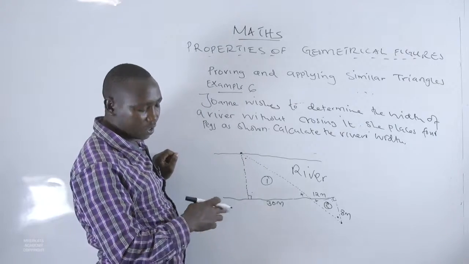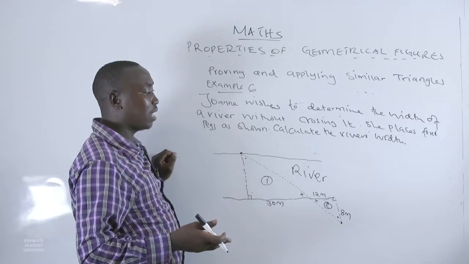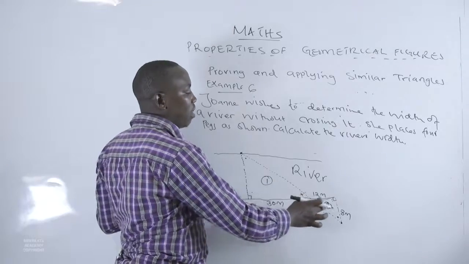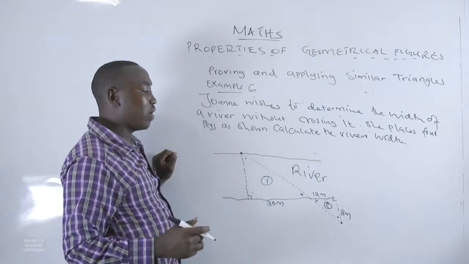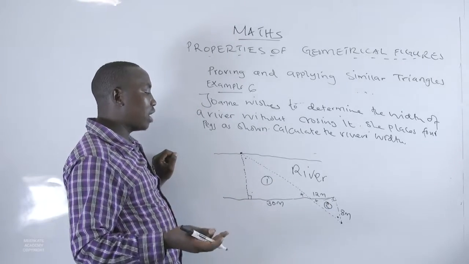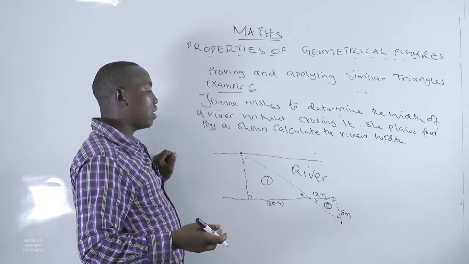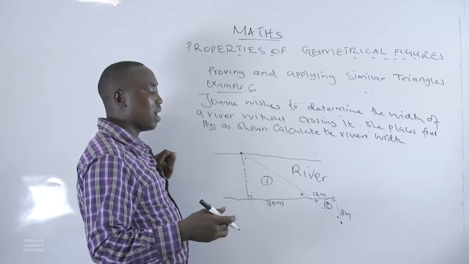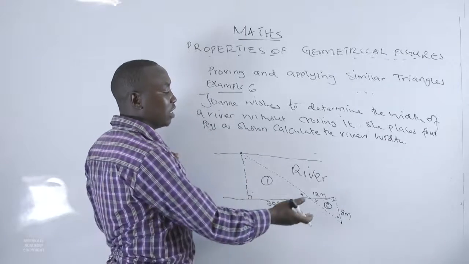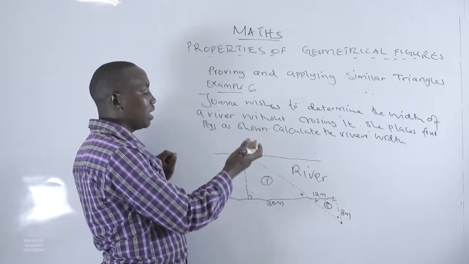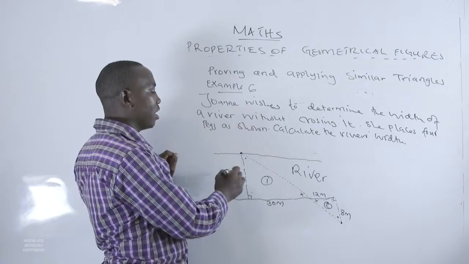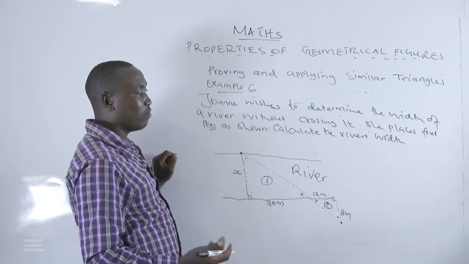And therefore, if all the angles are equal, then triangle 1 and triangle 2 are going to be similar. And if they are similar, then we can use the scale factor of the first triangle to obtain the width of the river. So you can let the width of the river be x.